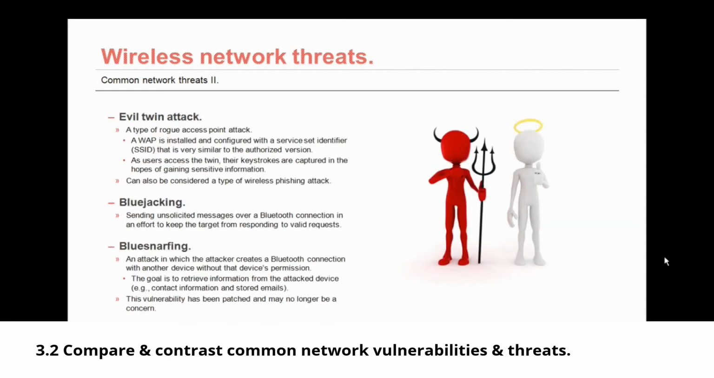Related to the rogue wireless access point attack is the evil twin attack. A WAP is installed and configured with an SSID that is very similar to the authorized version. As users access the evil twin, their keystrokes are captured in the hopes of gaining sensitive information, like the credentials to log into the actual wireless network. The evil twin attack can also be considered as a type of wireless phishing attack.